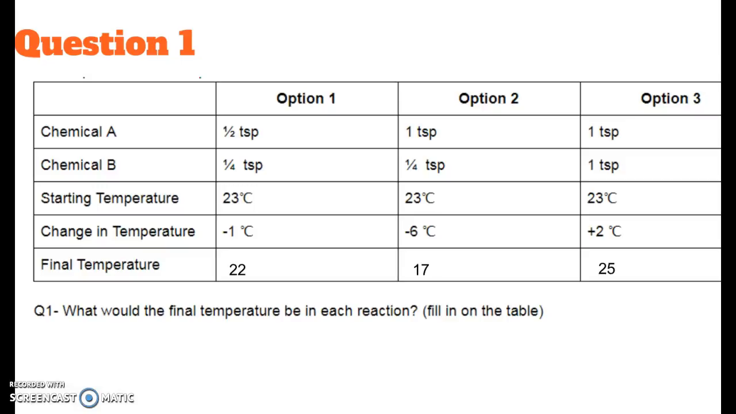The first question was pretty straightforward. It said, what would the final temperature be in each reaction? And you were just supposed to fill in the table. So here, if we know the starting temperature is 23 degrees in every case, all we have to do is look at how much the temperature changed. And so in option 1, it went -1 degree Celsius, so we go from 23 to 22. In option 2, it dropped from 23 to 17 because they recorded a decrease of 6 degrees Celsius. And in option 3, we started at 23 degrees and went up to 25.